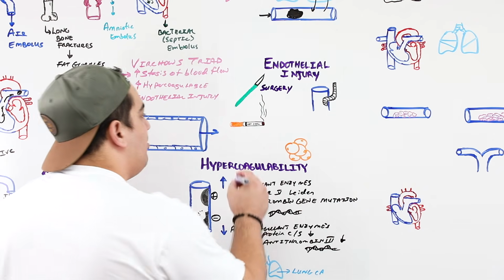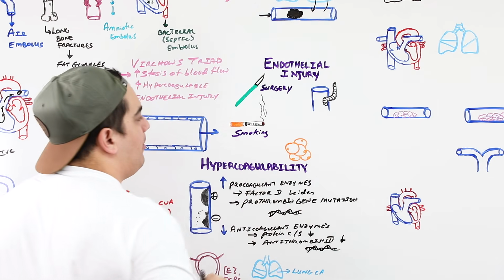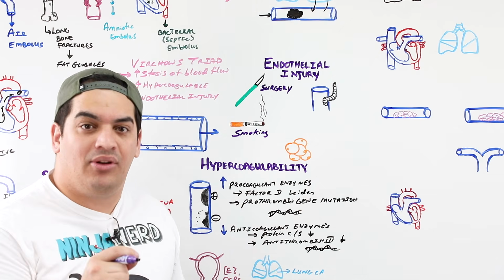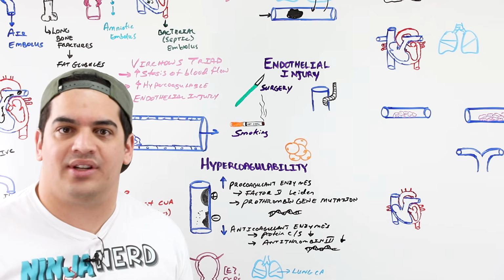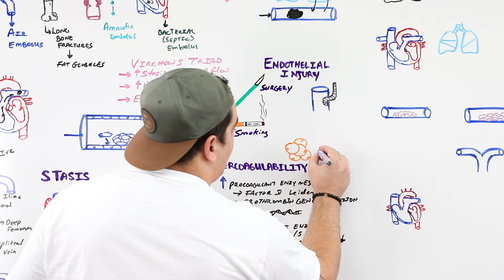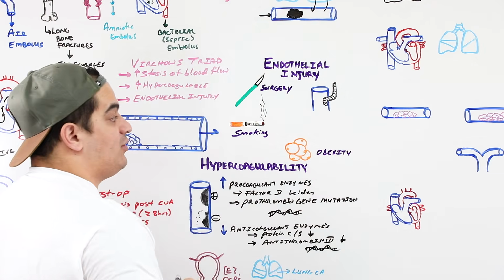The other one is smoking. Believe it or not, smoking, which contains nicotine and some of the other chemicals inside of the actual cigarettes, the tobacco, have the ability to cause direct cytotoxic injury to the endothelial cells. So that's another particular thing. The other one is obesity. Believe it or not, obesity is a son of a gun. It can actually cause hypercoagulable conditions as well.